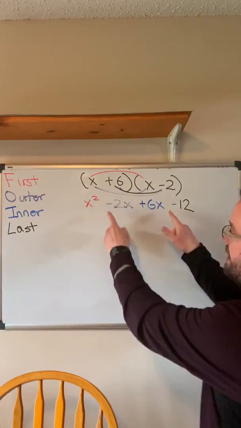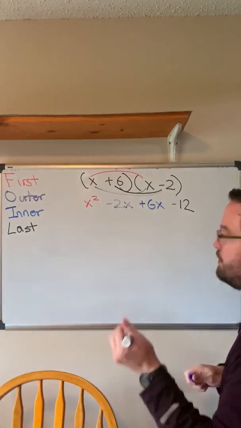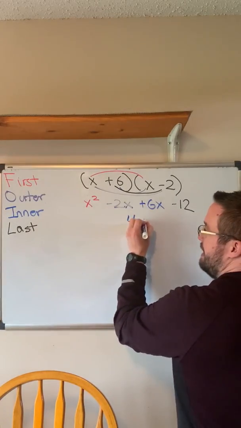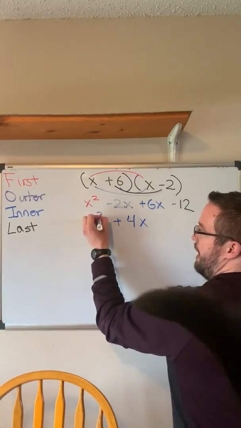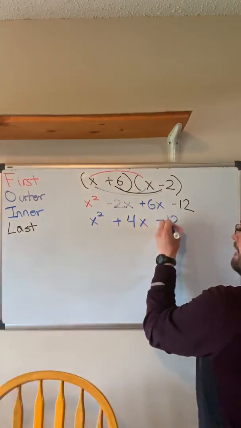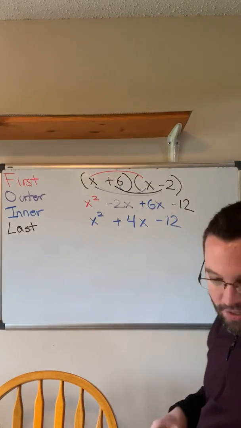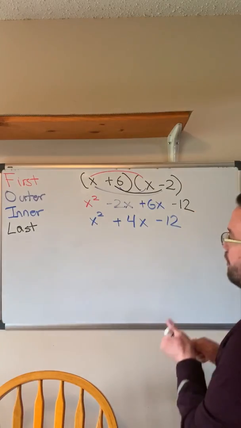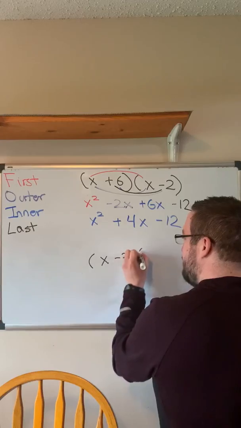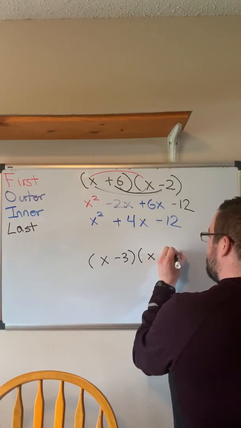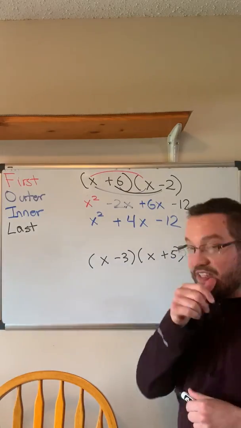Okay, so again, I've got those middle terms here. So I've got a negative 2 plus 6 is going to be a positive 4x. I bring down my x squared and my negative 12, and I'm all set. Let's do this again here. Let's go with x minus 3 and x plus 5. So again, a positive and a negative is going to be a negative.